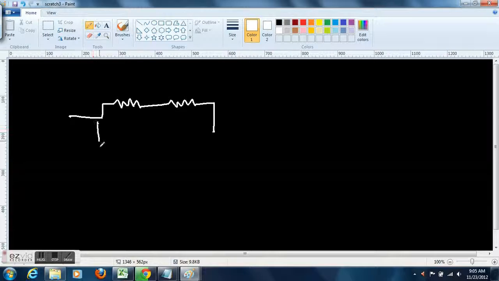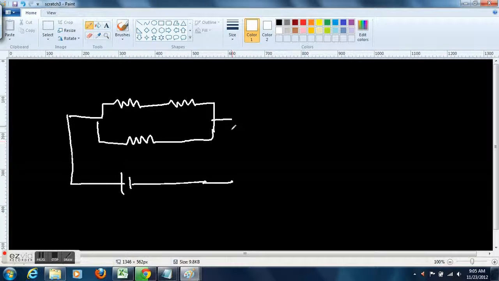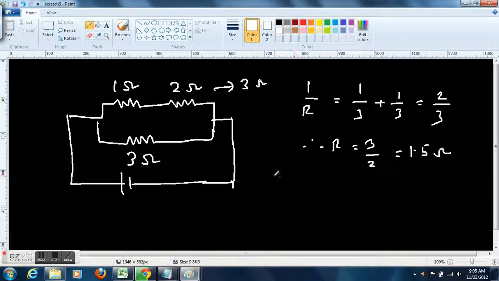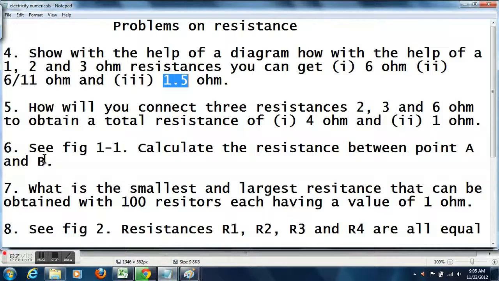Let me draw it. So first, the 2 resistances in series are 1 and 2 ohms, and the single resistance which is in parallel is 3 ohms. So this is 3 ohms, this is 1 and this is 2. These two are in series, so they will give me a total net resistance of 3. Now I have 3 ohm resistances in parallel. So net resistance 1 by R equal to 1 by 3 plus 1 by 3, which is equal to 2 by 3. Therefore R equal to 3 by 2, which is equal to 1.5 ohm. That means 1 and 2 ohm should be in series, and the next 3 ohm will be in parallel.